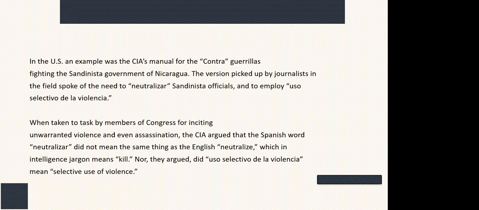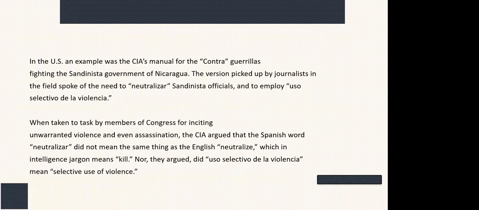So when taken to task by members of Congress for inciting unwarranted violence and assassination, the CIA argued that the Spanish word neutralizar did not mean the same thing as in English neutralize, which in intelligence jargon is kill. Nor, they argued, the uso selectivo de la fuerza, selective use of violence. So come on, this is a lot of hypocrisy. They're telling you on TV that they're killing people. So it's okay for them to kill people. They can kill people, but the rest of humanity, we should not kill anybody.